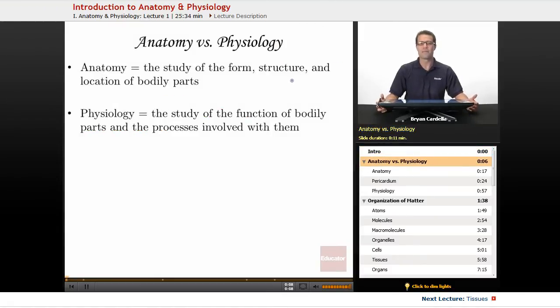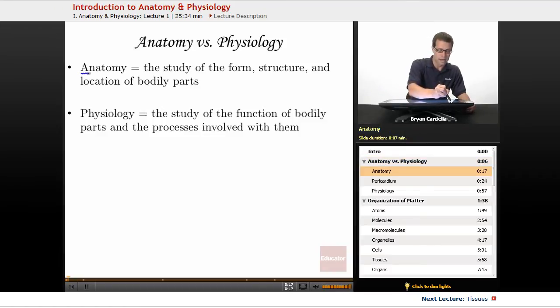So we talk about anatomy and physiology as subjects. They kind of go together. You could take them separately in a school, but I really think they belong together, and here's why. Anatomy is the study of the form, structure, and location of bodily parts.